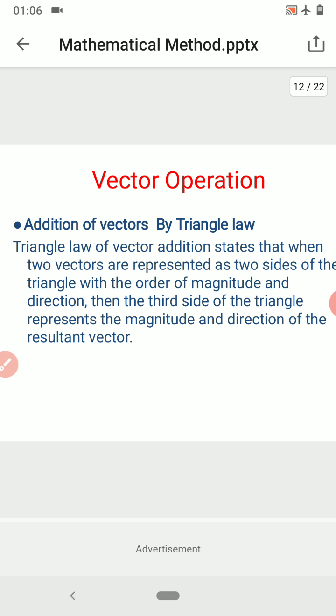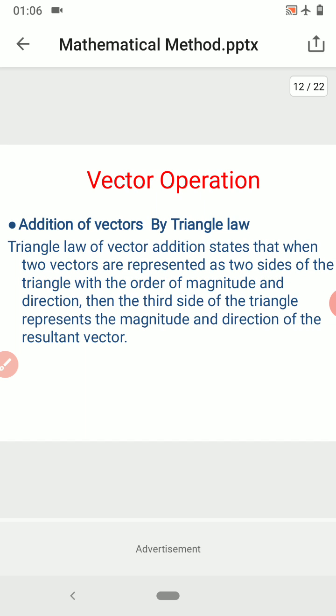In case of multiplication, the matter is different. So you have to add vectors of the same type. That means you can add different forces, you can add different velocities. So the quantities must be of the same type.